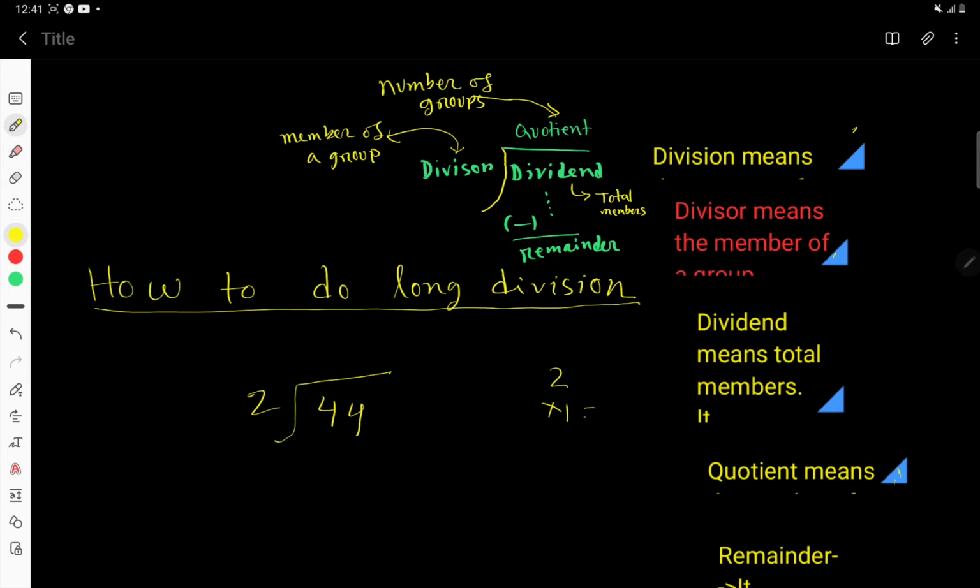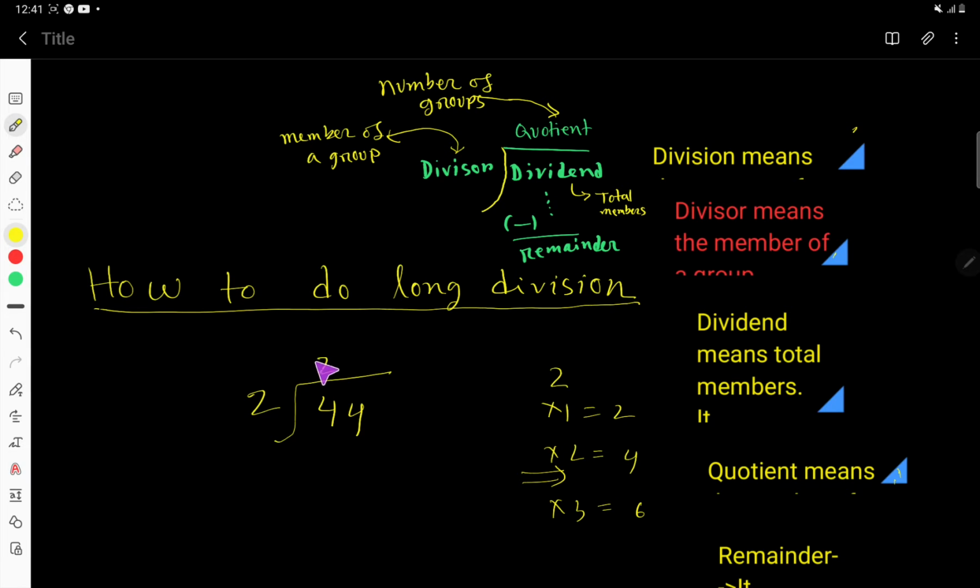2 times 1, that gives us 2. Then 2 times 2, that gives us 4. Just you have to add 2 with these 2. Then you will get 4. Then 2 times 3, that gives us, just add 2, 6. Right? Look, here we have 4. So we have to stop here. So 2 goes into 4 how many times? 2 times. Let us write 2 over this number.